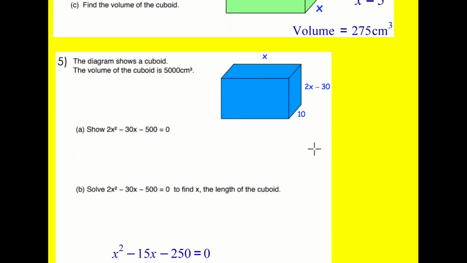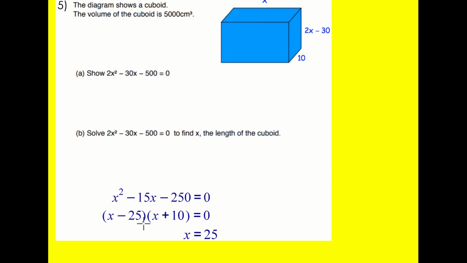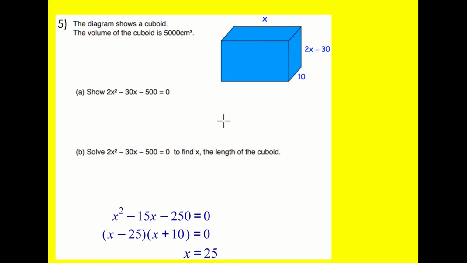Another cuboid one. This time, we've got 3 different sides. The volume's 5,000, so there's quite a bit to do here. Just be careful that you're using the volume idea to get it. Actually, maybe slightly nicer than the surface area. Once you've got this quadratic, it doesn't look quite as nice to solve. However, you can by dividing through the common factor of 2. This gives this. Get these factorized, and x equals 25. And that is the length of the cuboid.